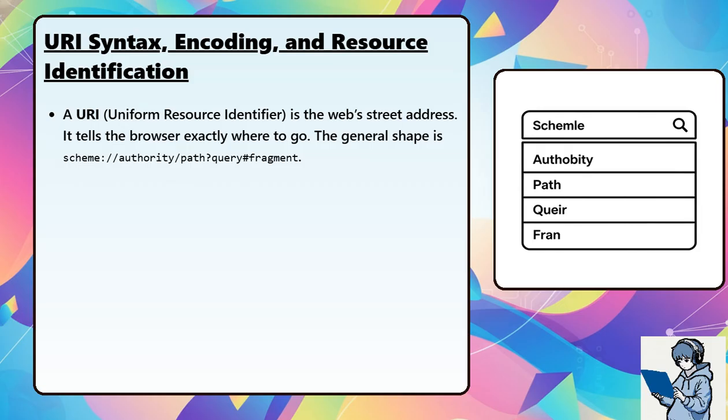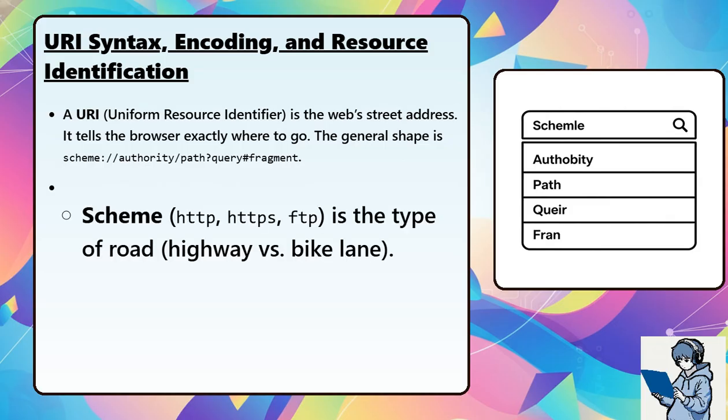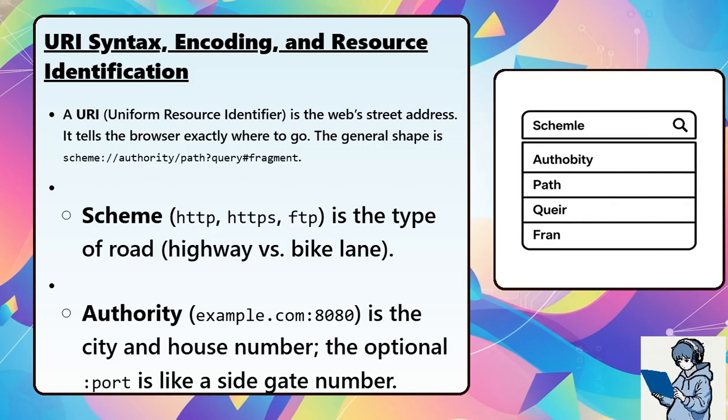A URI, that is Uniform Resource Identifier, is the web street address. It tells the browser exactly where to go. The general shape is scheme://authority/path?query#fragment. Scheme, for example HTTP, HTTPS, FTP, is the type of road, like a highway versus a bike lane. Authority, for example example.com:8080, is the city and house number. The optional port is like a side gate number.